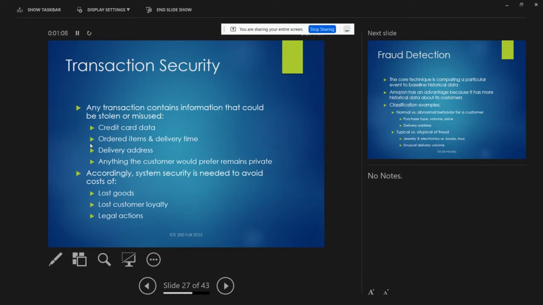And likewise, delivery address, same kind of thing. You can find out exactly where stuff is being delivered. And anything the customer would rather remain private, right? If you're buying some stuff that you perhaps for whatever reason do not want to get out into the public domain, of course. Okay, so anyway, system security is needed to avoid all those consequent negative outcomes.